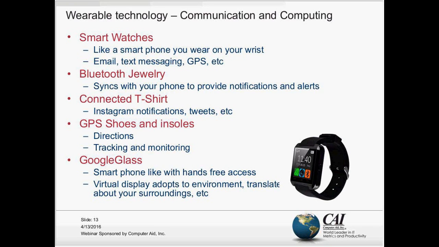There are instances of connected T-shirts. So there's some sort of electronic circuitry embedded in the T-shirt for Instagram notifications, tweet notifications, things like that. So if you're highly connected in the social media world, maybe a connected T-shirt is the way you want to wear your technology. There are shoes that have GPS and sensors in the insoles, so they can actually help provide you with direction. They could also provide tracking and monitoring, not unlike an activity tracker, keeping track of the number of steps you've taken, how fast, things like that.